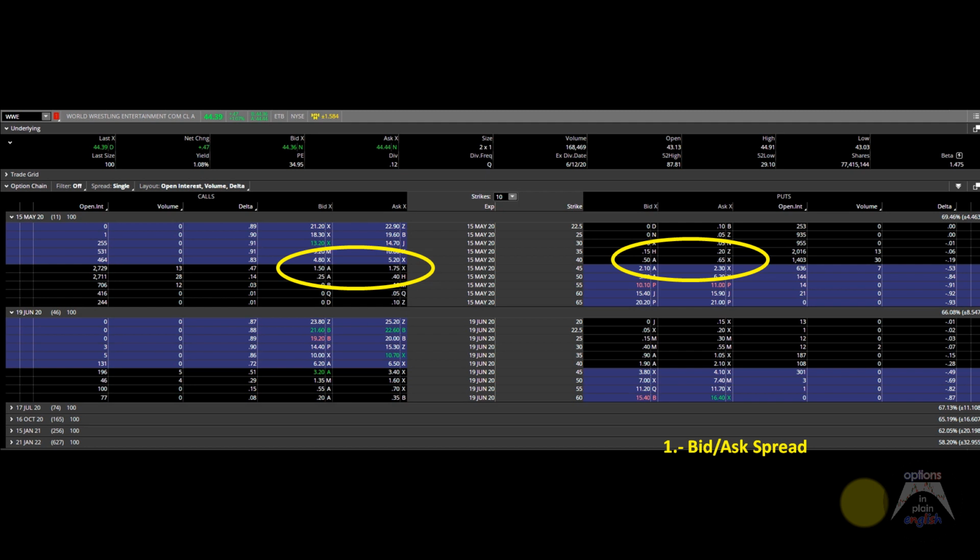So to begin with, right away, we have the May and the June, 11 and 46 days to go. The at the money options, which are the most liquid. And you can see that the bid-ask spread for calls, for example, is 25 cents, so 150, 175, 25 cents out of a price of 150. So 25 cents out of 150, we are talking about, I don't know, 15% or so.